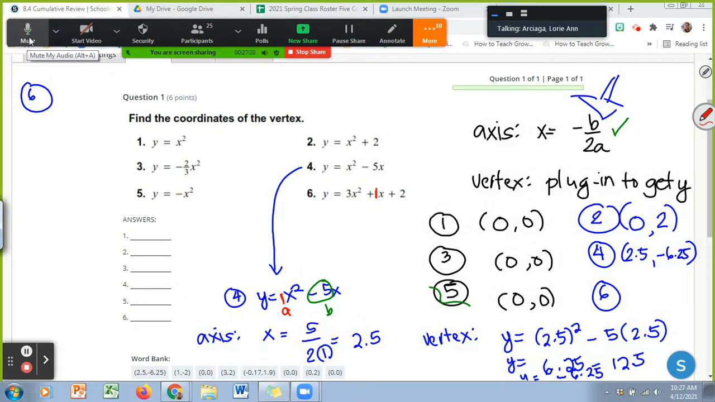I'll just quickly check my kiddo in the living room. Maybe she got logged out of Zoom or something. Okay. All right, do number 6.